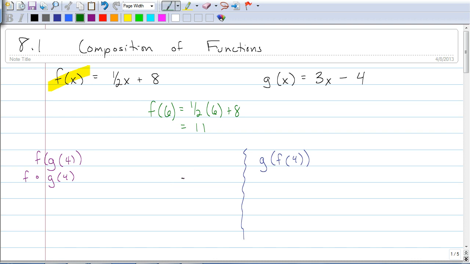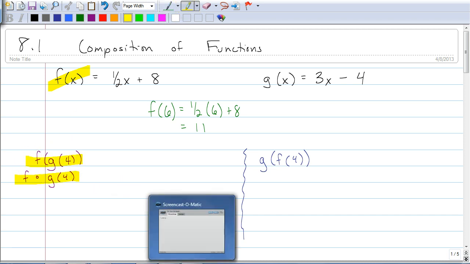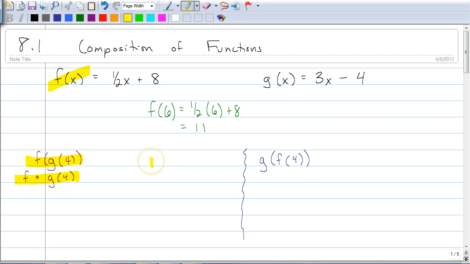Now that's nothing new. That's what we did back in chapter 1. What we're doing today is what's called a composition of functions. A composition just means that we're going to merge two functions together to get one solution. In other words, let's look at this example. These are two different ways of writing the same thing. So you could write f following g of 4, meaning we have f and then g and then 4, is the way we'd write that.